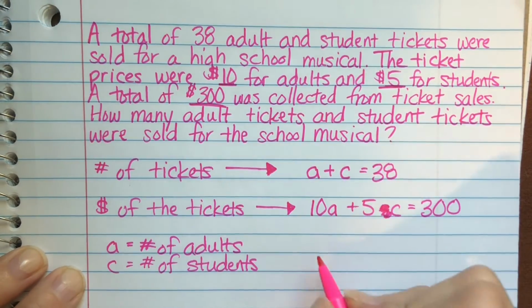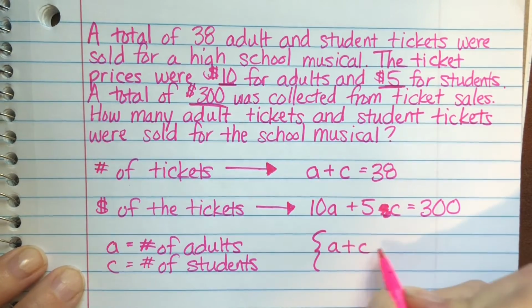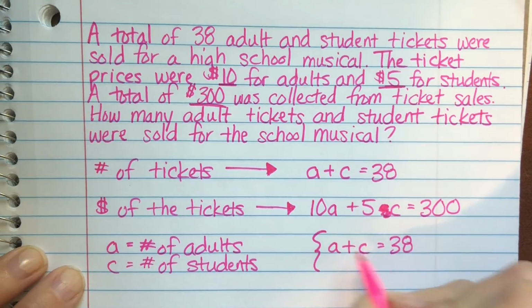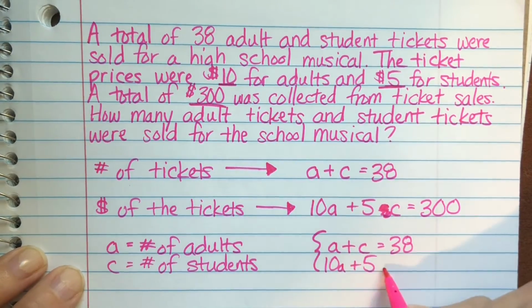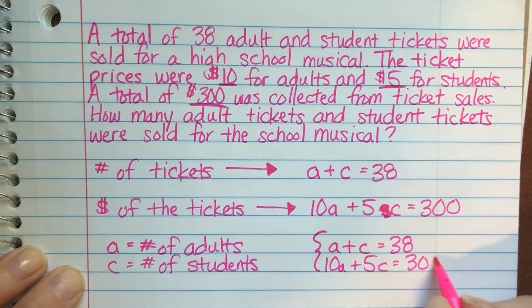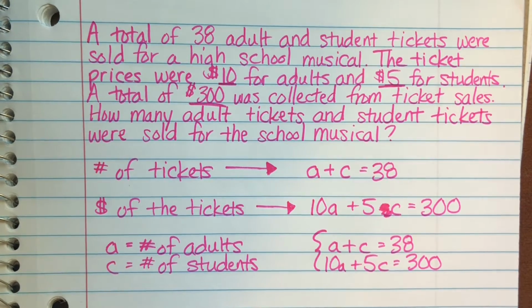Well, here we have it. We have a system of linear equations. And we can solve it to find out how many adults and how many students bought tickets to this. So if you're feeling good about this at this point, you know how to solve that by graphing or substitution, you can just stop your video and move on. But if you want to see me solve this in its entirety, you can just keep watching.